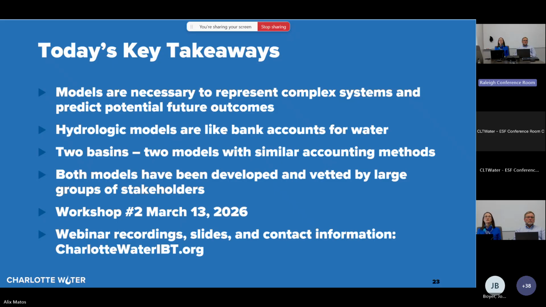All right, so some key things to remember from today. Models are necessary to represent complex systems, and they help us predict future outcomes. They're just like bank accounts for water. We have 2 basins and 2 models, but they both have similar accounting methods, and they're both tied to that USGS gauge data. Both models have been developed and vetted by large groups of stakeholders.